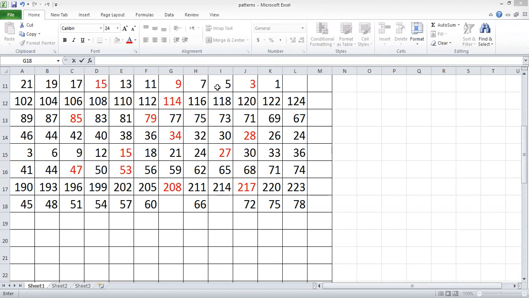Yes, sir. Can you tell me what number should be there after 60 according to the pattern? 63. Okay, how do you know? Because we are adding 3. That's very good, guys. Okay. That's the correct answer. It is 63. And what should be here?